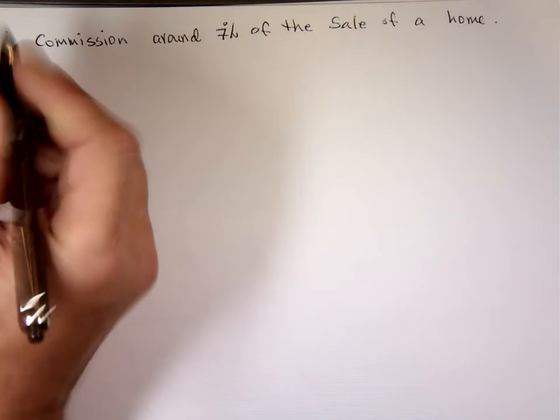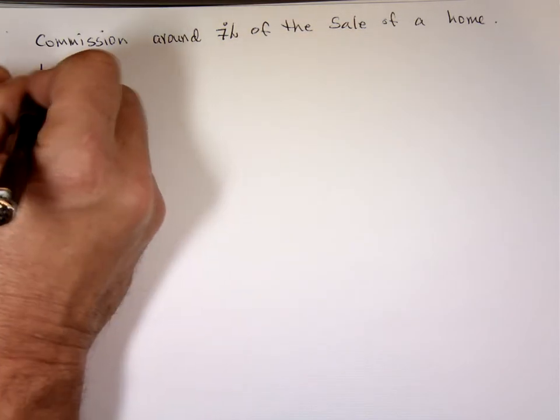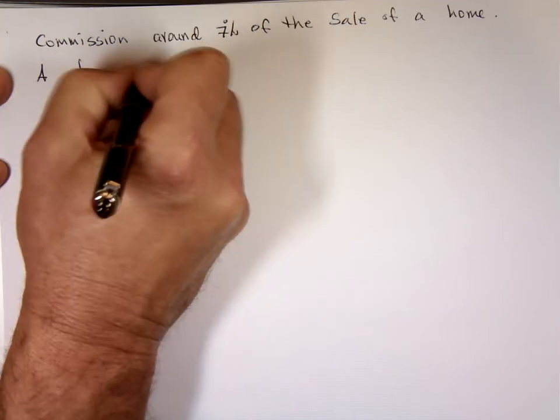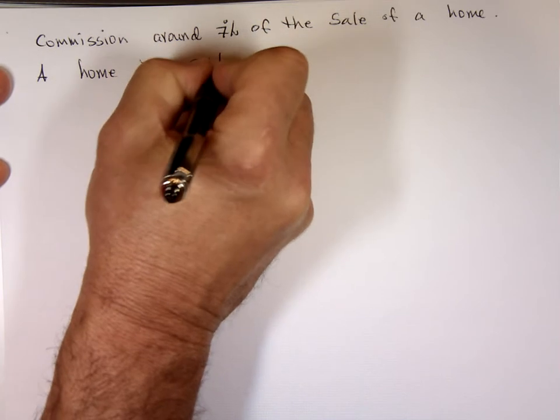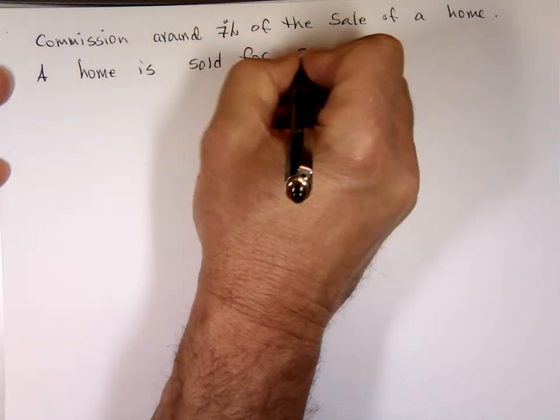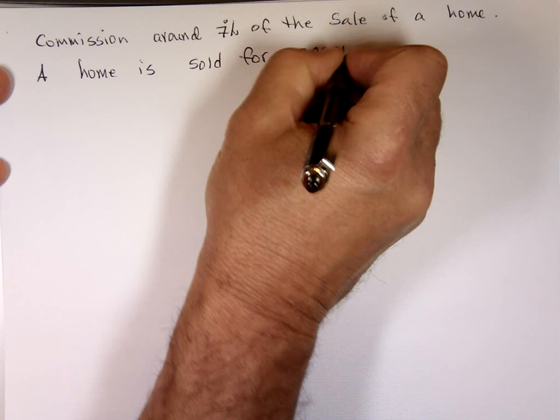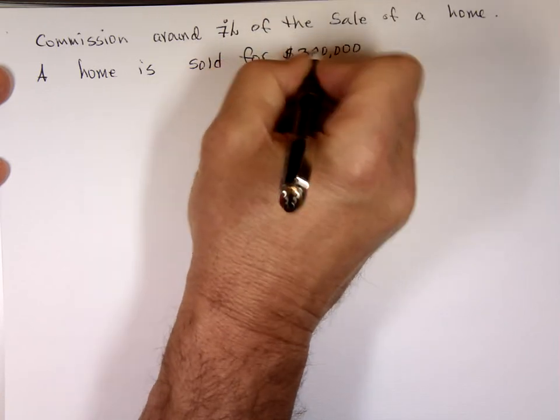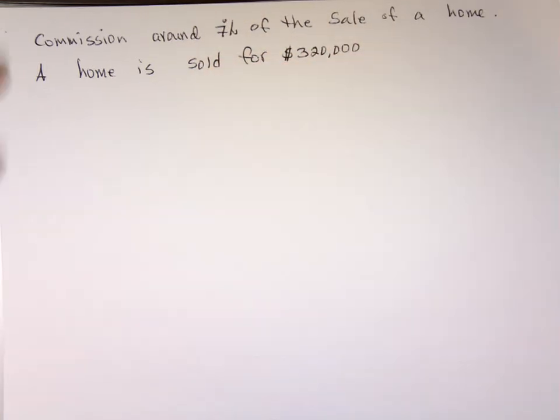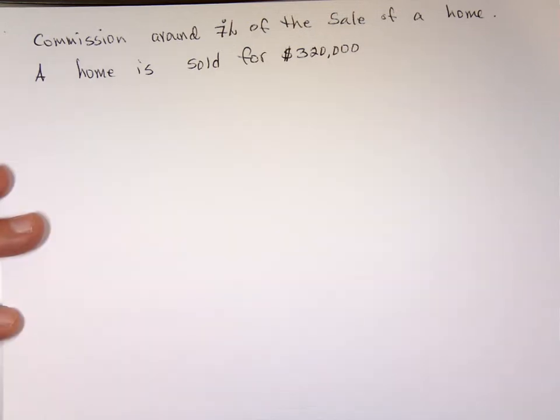So let's say a home is sold for $320,000. If you're a young person and you think that's a lot of money, that's just an average price. Maybe not in Springfield, but outside Springfield, in Longmeadow, you'll get a shed for that. In Boston, you might get a parking spot. So $320,000. The question: what is the commission?